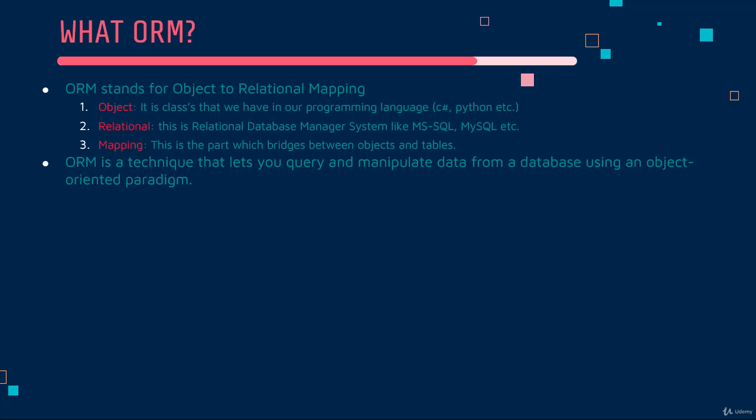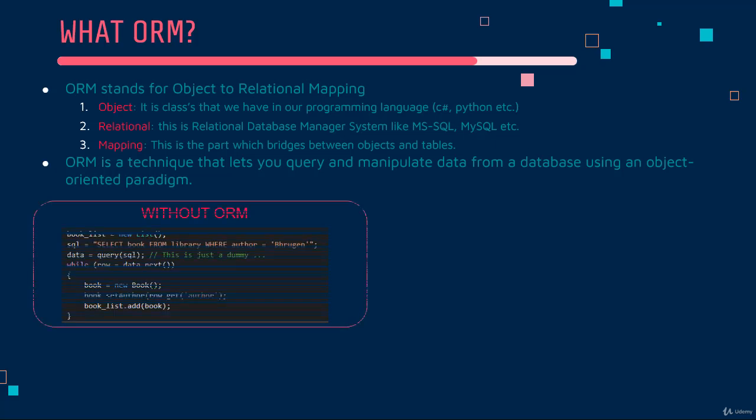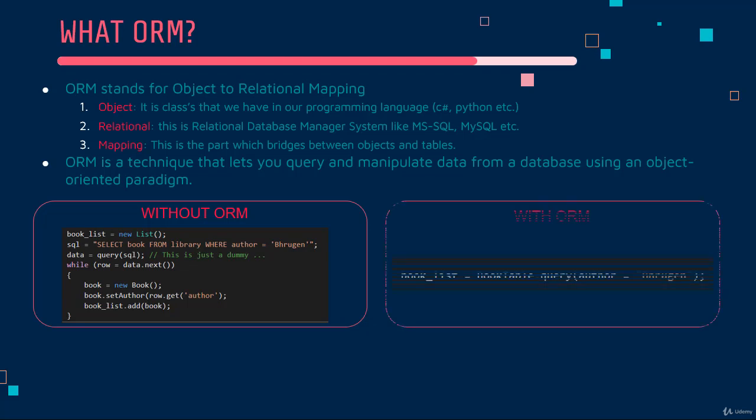They usually look something like this, which you will be using without an ORM. You will be writing your SQL query and then you'll be executing them, retrieving the data, and storing them. This is how a typical non-ORM system would retrieve data. With the help of ORM, these can be simplified into a single line of code.